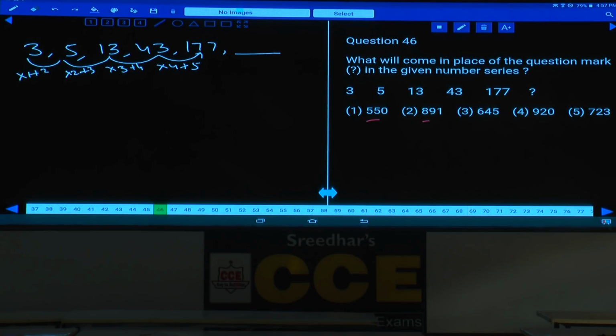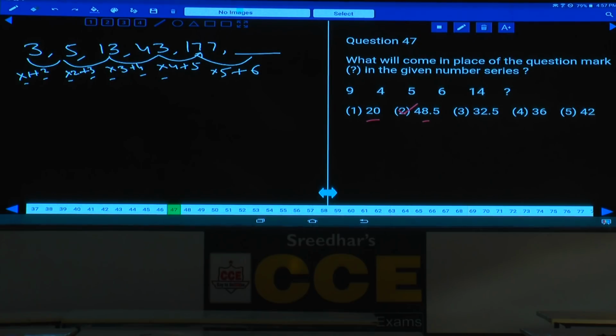Now check out the numbers. Into 1, into 2, into 3, into 4, next one must be into 5. Then plus 2, plus 3, plus 4, plus 5, next one is plus 6. 177 into 5 plus 6, the last digit must be 1. Among the choices, last digit 1 is given only in choice 2. 891, choice 2 is the answer. Question number 46.